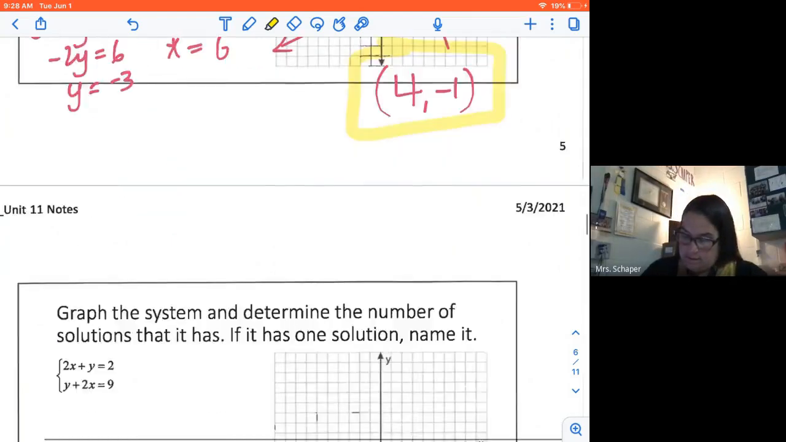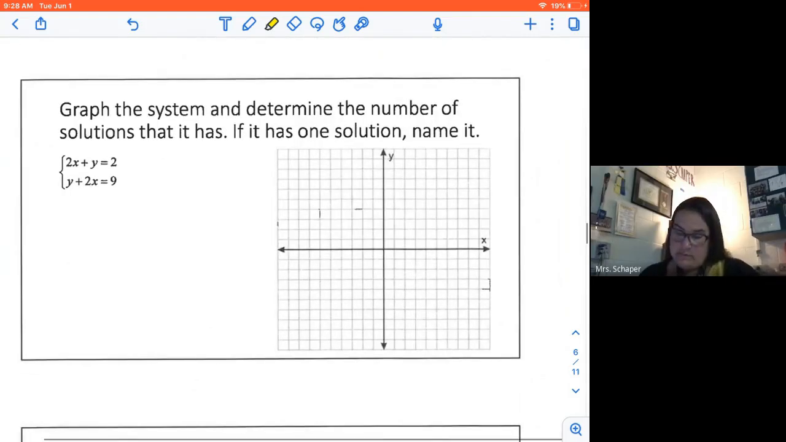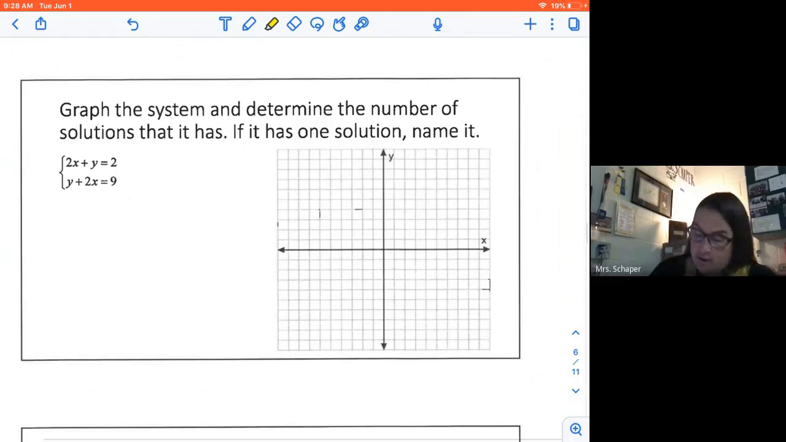All right, let's try a couple more here. Graph the system, determine the number of solutions it has. If it has only one solution, name it. So let's take a look. Again, both of these are in standard form. Some of you might be more comfortable rewriting it in slope-intercept form. Let me try showing you that one as a reminder.